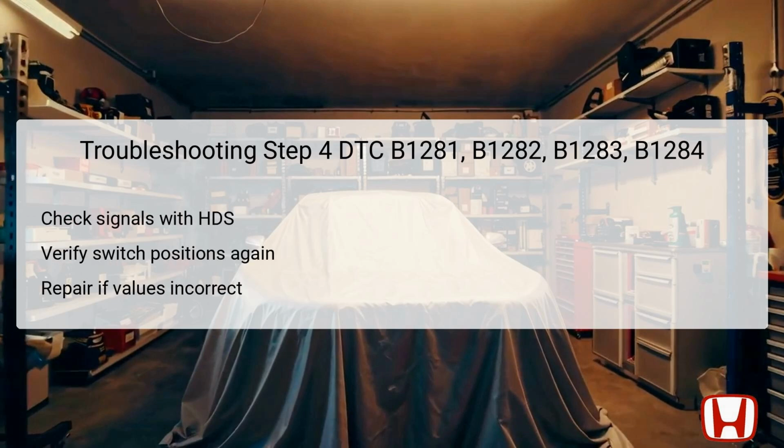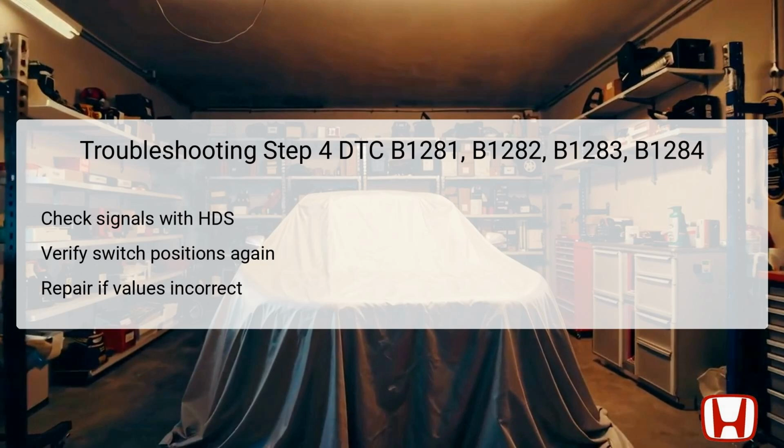The final troubleshooting step focuses on verifying the switch positions once again with the HDS tool. Observe the parameter values as each position is engaged: low, high, int, off, and miss. For each setting, a corresponding on or off value should be displayed, ensuring that they align with the selected position. If all values are correct, it generally indicates no faults.